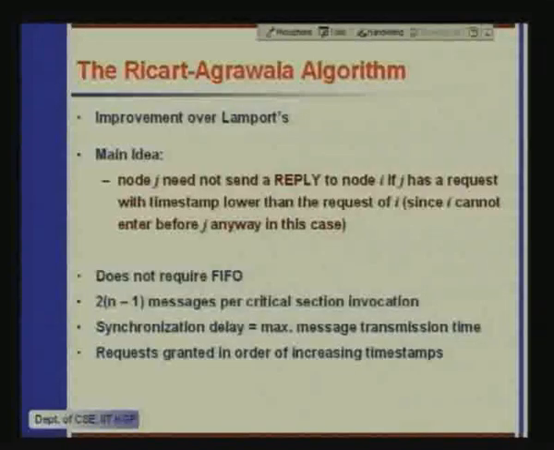Let us start again with Lamport's algorithm for distributed mutual exclusion, and then we will see that there are certain improvements that we can do over that algorithm.